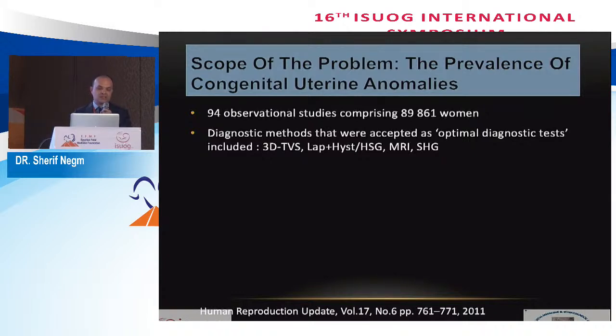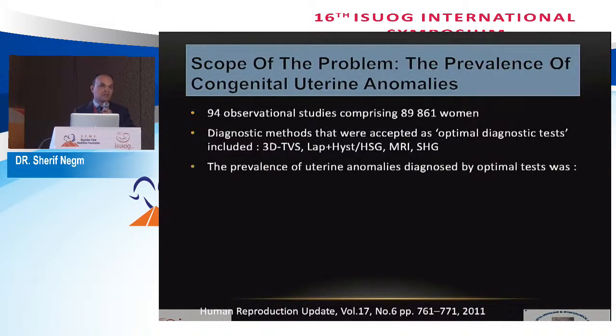used optimized diagnostic tests to diagnose Mullerian anomalies. Those using either 3D transvaginal ultrasound, a combination of laparoscopy and hysterosalpingography, MRI, or sonohysterography.